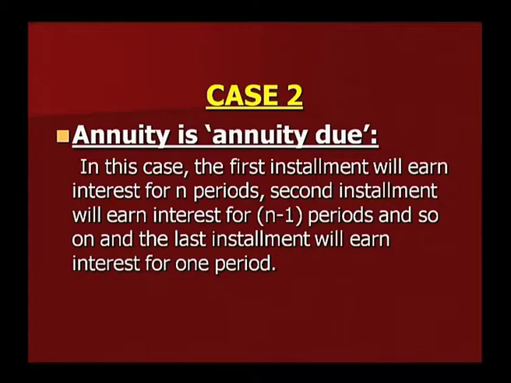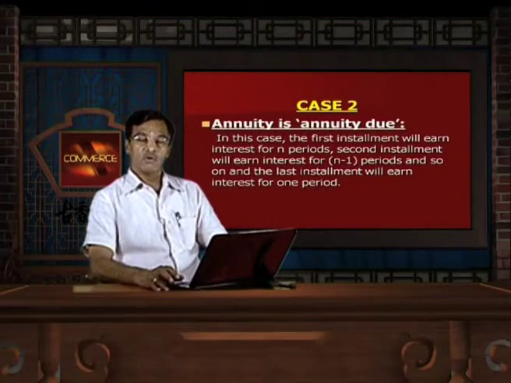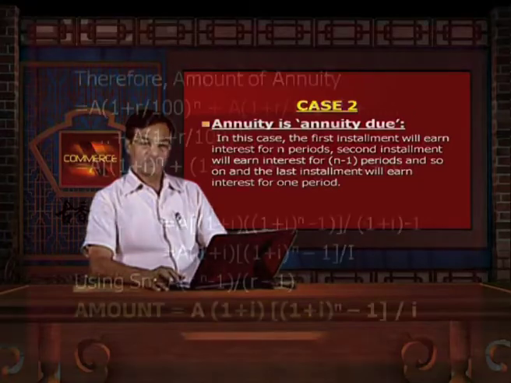In this case, the first installment will earn interest for n periods, the second installment will earn interest for n-1 periods, and so on. The last installment will earn interest for 1 period. In this type of annuity due, the interest is calculated at the starting of the year. Therefore, the first installment remains for n periods, the second for n-1 periods, and the last for 1 period. So, we calculate the interest on these periods as follows.